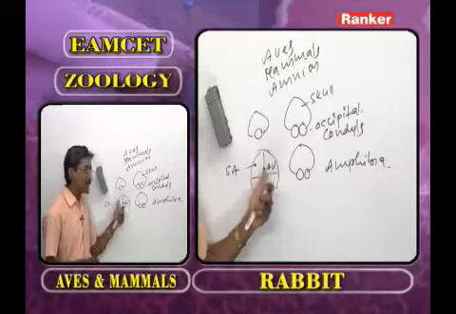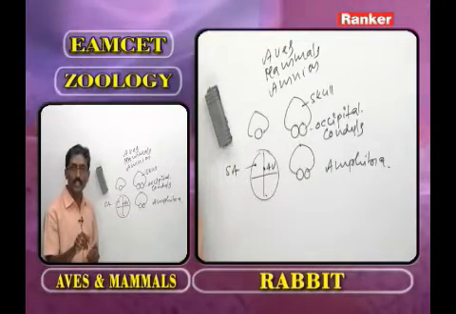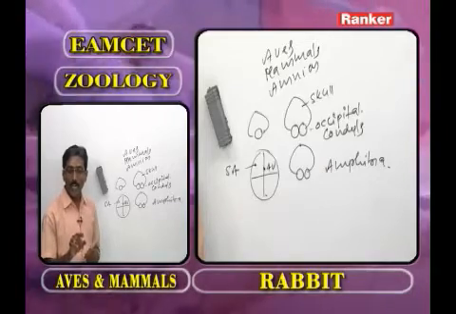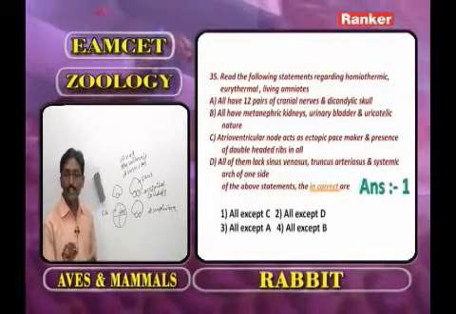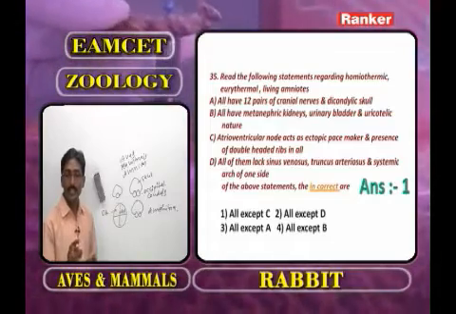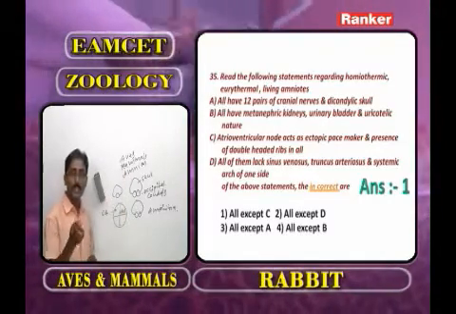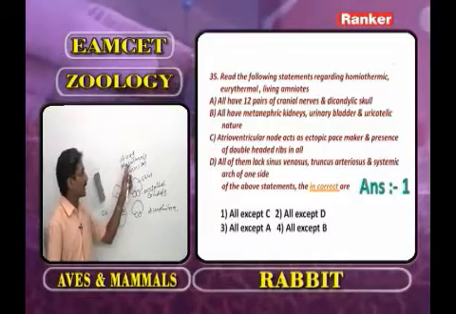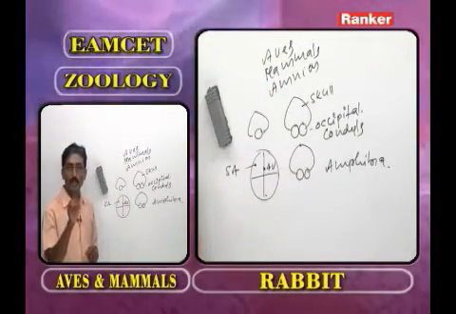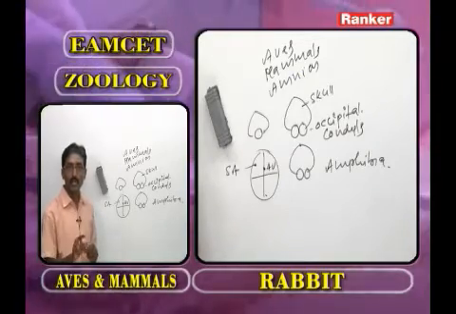What about the fourth one? All of them lack sinus venosus, truncus arteriosus, and systemic arches of one side. But in case of aves, the right systemic arch is present. In case of mammals, the left systemic arch is present. So based on this information, first, second, and fourth are wrong. Only the correct one is the third option. Now we go for the last question.